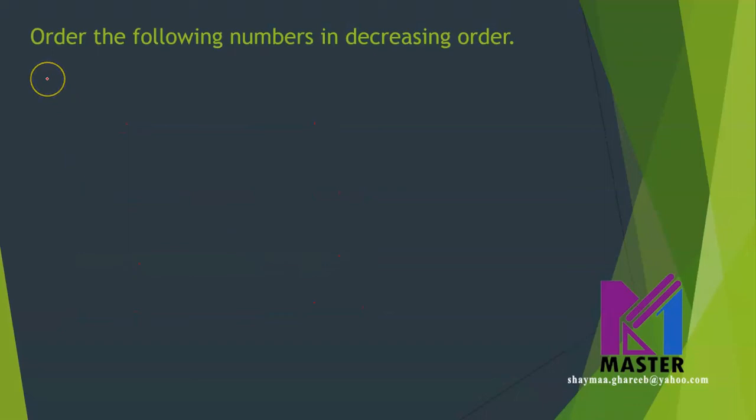Now let's look at the second question. Order the following numbers in decreasing order. And decreasing means start from the biggest, so from the biggest to the smallest. We can also say descending. So decreasing is same as descending, is same as from the biggest to the smallest number.